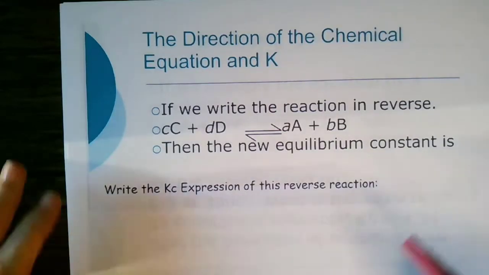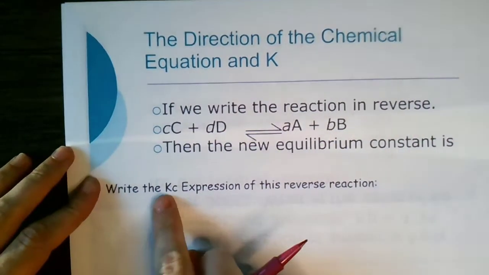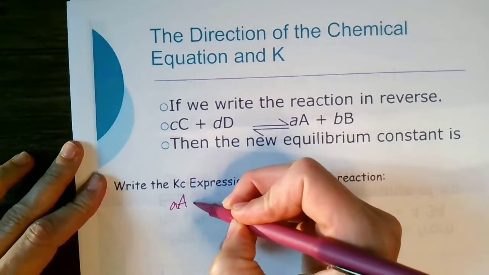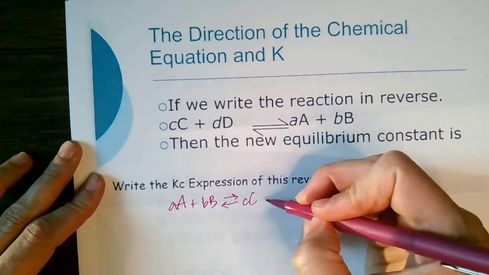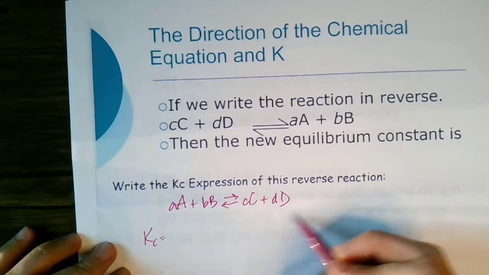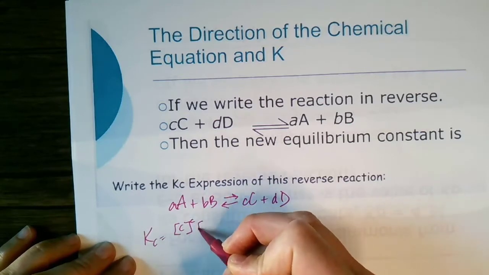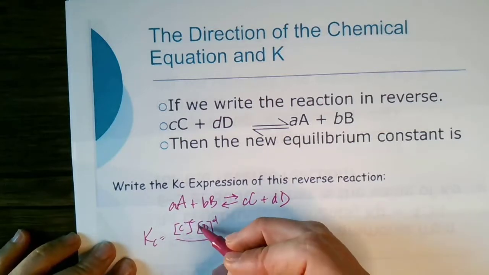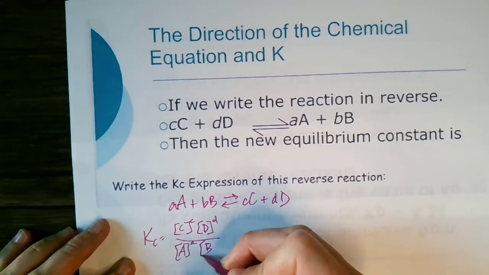So what if we were to write the reaction in reverse? How would I write K? So what we've done so far, if I had this pretend equation where I had aA plus bB reacts to form so many moles of C and so many moles of D, to find Kc, we did products over reactants. So I did the concentration of C to the c, concentration of D to the d, over my reactants, A to the a, B to the b.